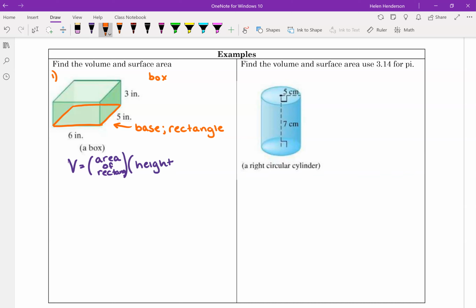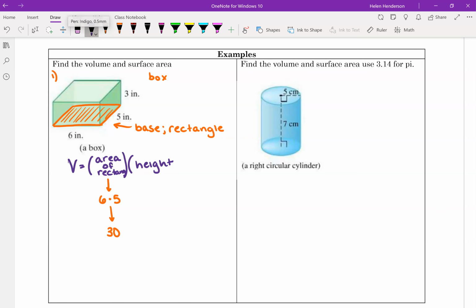So let's look at area of a rectangle. So this rectangle here is 6 inches by 5 inches. So the area of the rectangle will just be length times width, or base times height. So we'll do 6 times 5. So the area of the rectangle is 30 square inches.